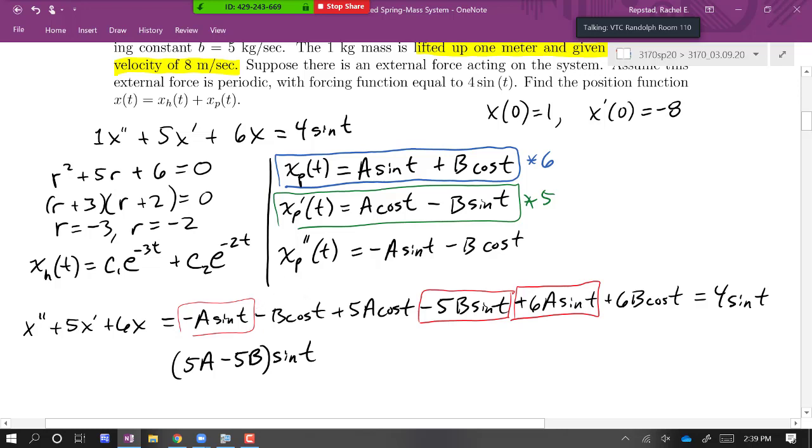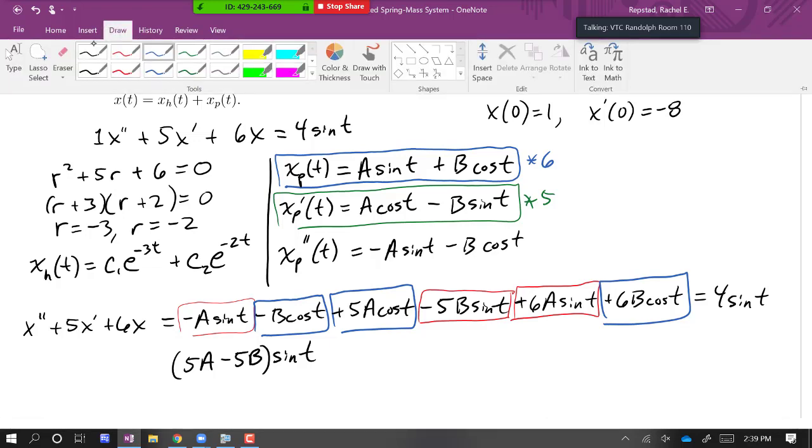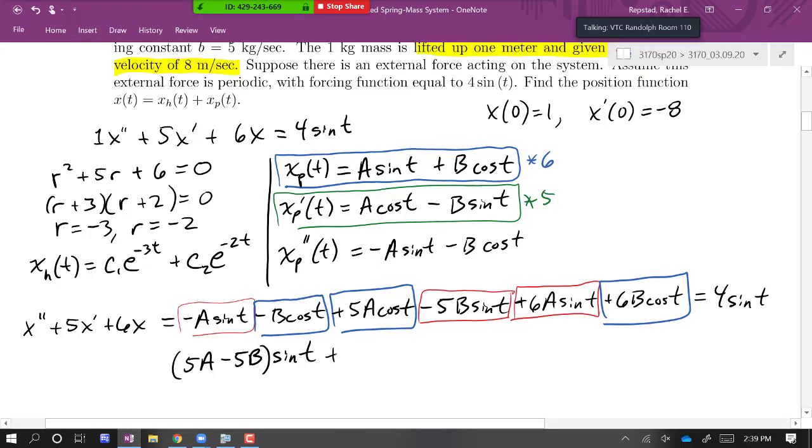So now for the cosines, we've got minus b cosine plus 5a cosine plus 6b. So for the b's, negative b plus 6b is 5b, and then plus 5a. So I've got plus 5a plus 5b cosine t, and that's all equal to 4 sine of t.